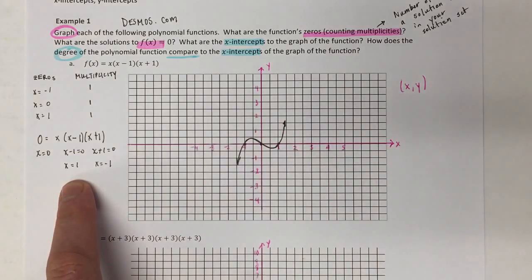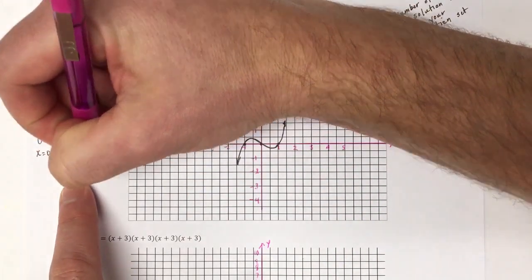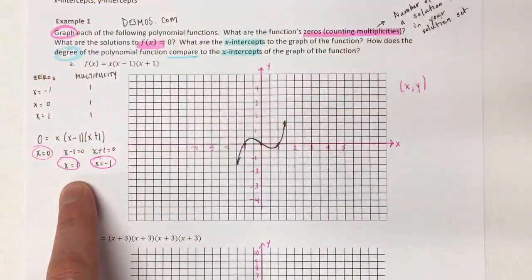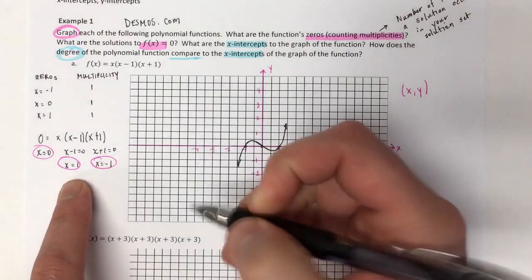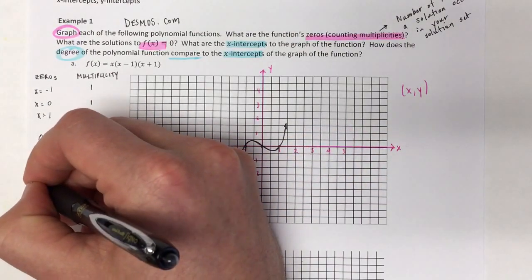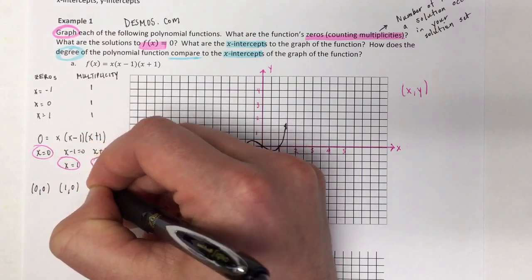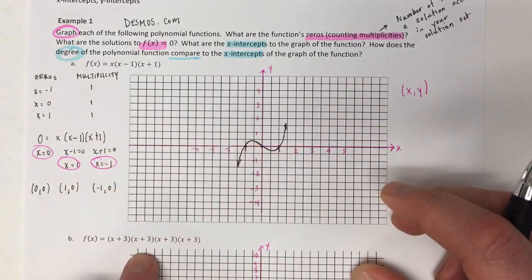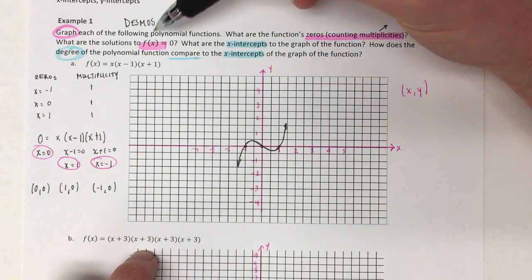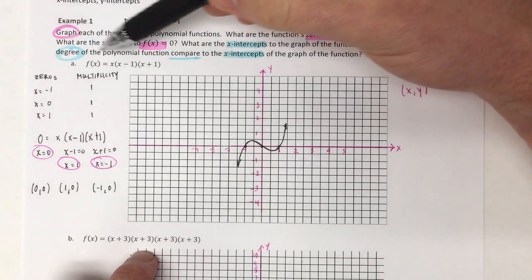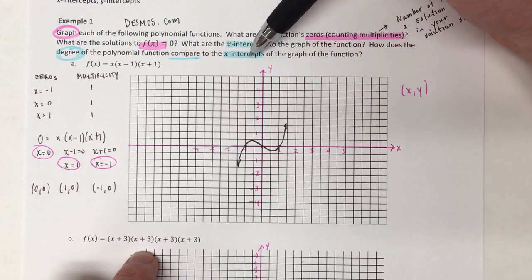And now I have the zeros. Awesome. So here are my zeros. Algebraically, if they want to know the coordinate points, (0, 0), (1, 0), (negative 1, 0) are the x-intercepts. The final question asks, how does the degree of the function compare to the x-intercepts?